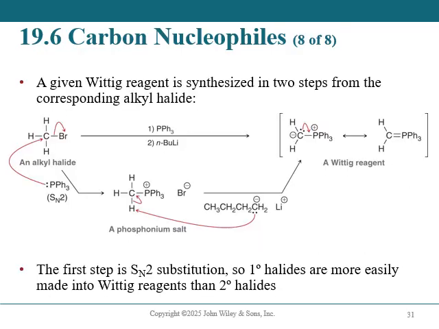A given Wittig reagent is synthesized in 2 steps from the corresponding alkyl halide. It's actually very straightforward to get this reaction. You get the phosphine, it attacks the carbon, the halogen leaves, you get the carbocation, which can then become functionalized by adding this pair of electrons here. This hydrogen migrates, and you get your Wittig reagent.